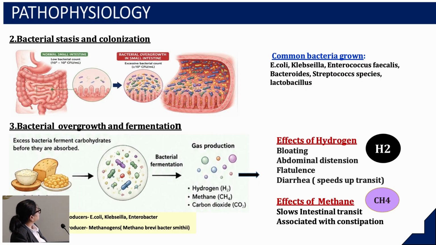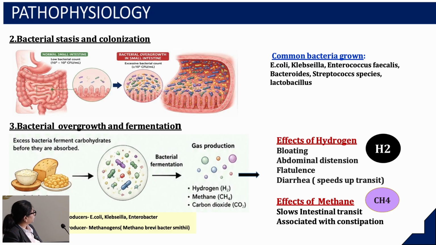Coming to bacterial stasis and colonization, so you know that the small intestine relatively has a very low bacterial count. So if there is low motility, bacteria get stagnant, and they can multiply and overgrow. Common bacteria grown include E. coli, Klebsiella, Enterococcus faecalis, Bacteroides, Streptococcus species and Lactobacillus.